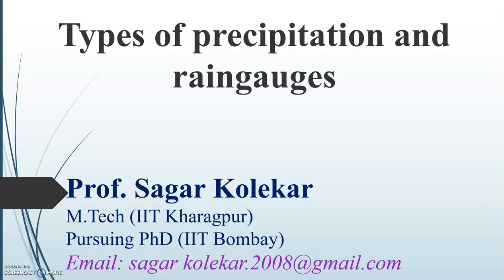Hi all. In hydrology, the most important part is about the precipitation, how to measure the precipitation or the rainfall. So we will discuss in today's session what are the different types of the precipitation, what are the different forms of the precipitation, what is the difference between precipitation and rainfall, and how can we measure the rainfall by using different rain gauges. So all these things we will discuss in today's session.